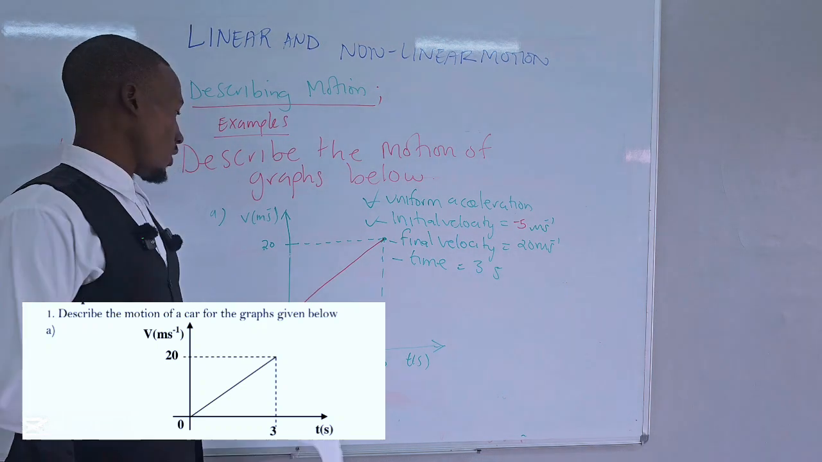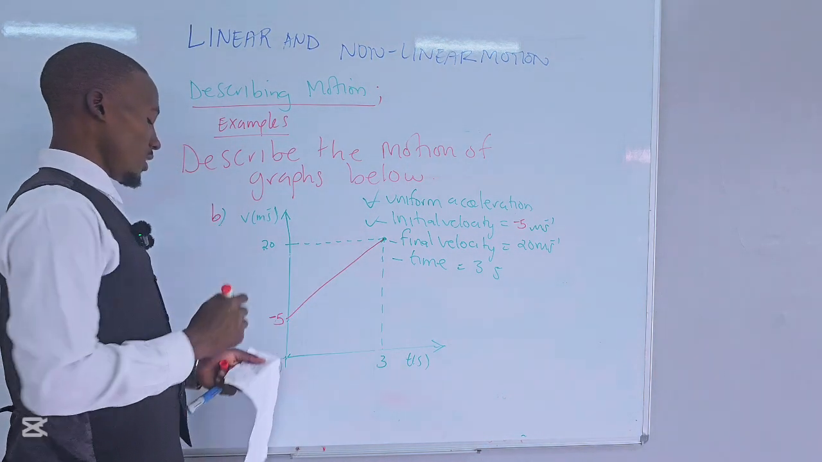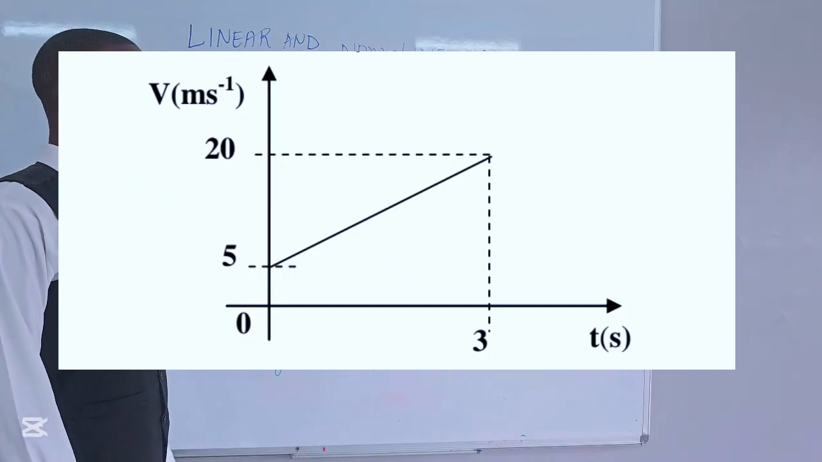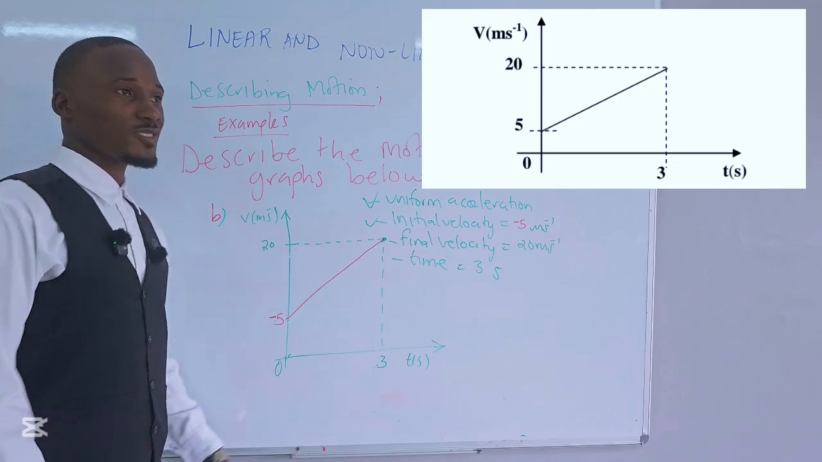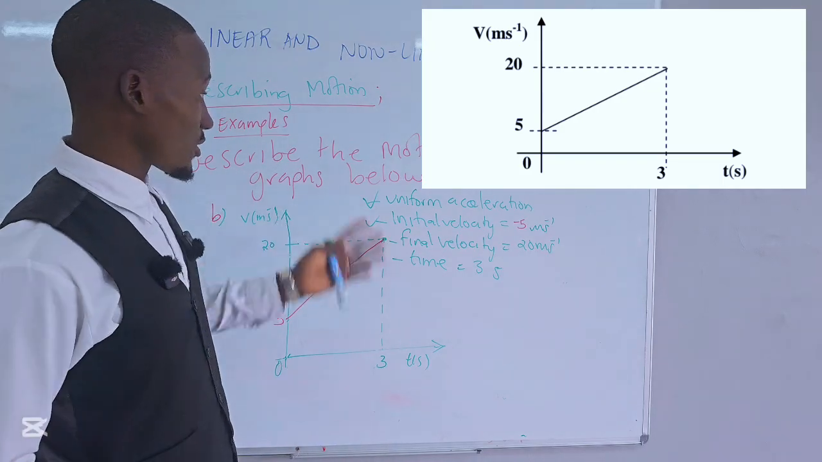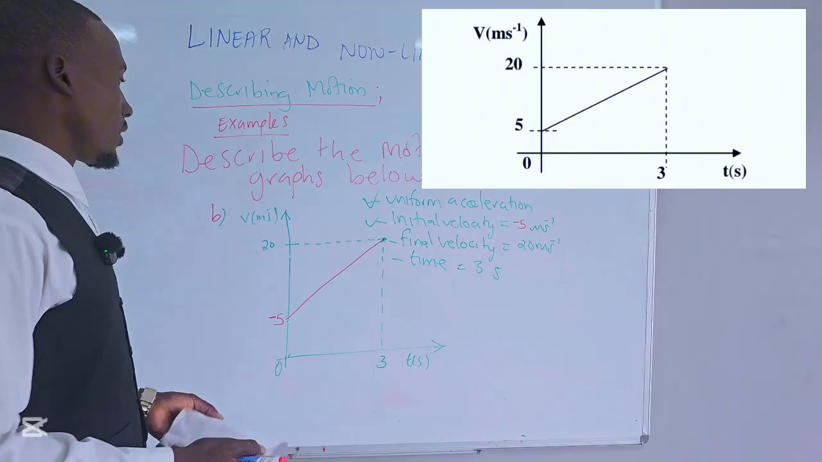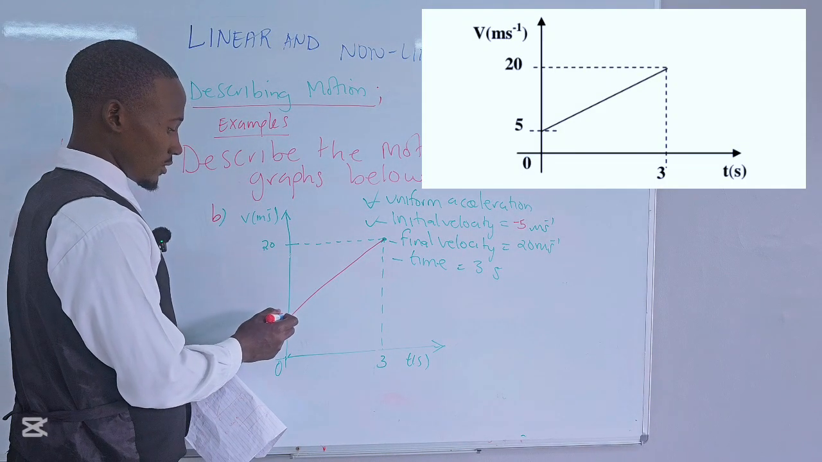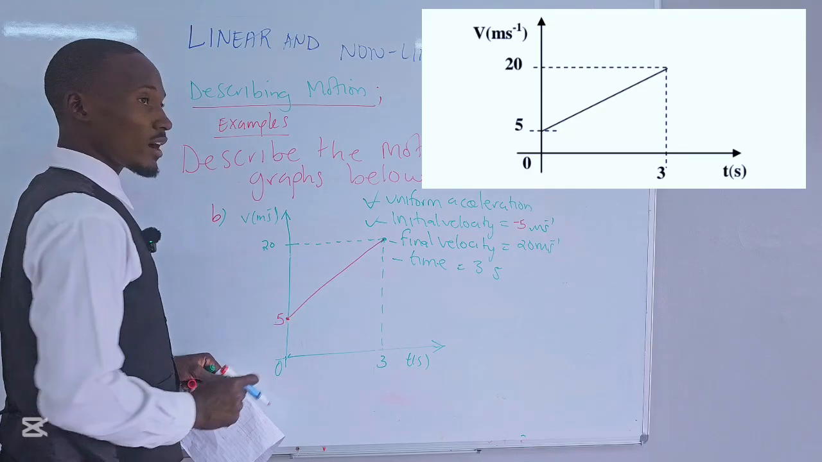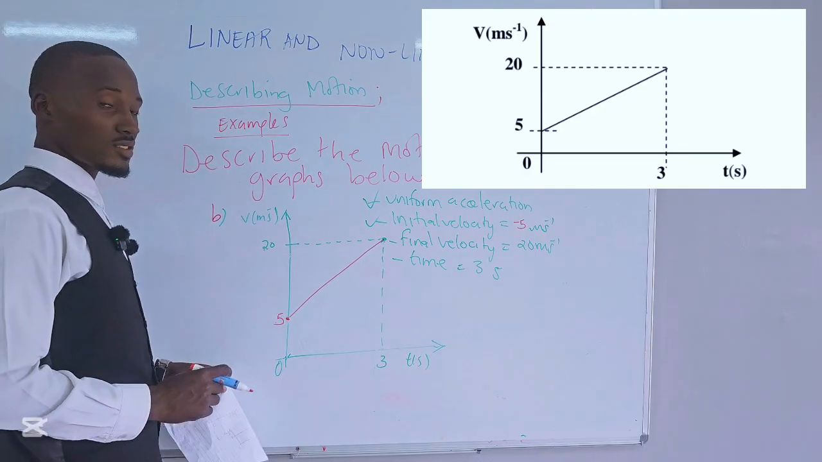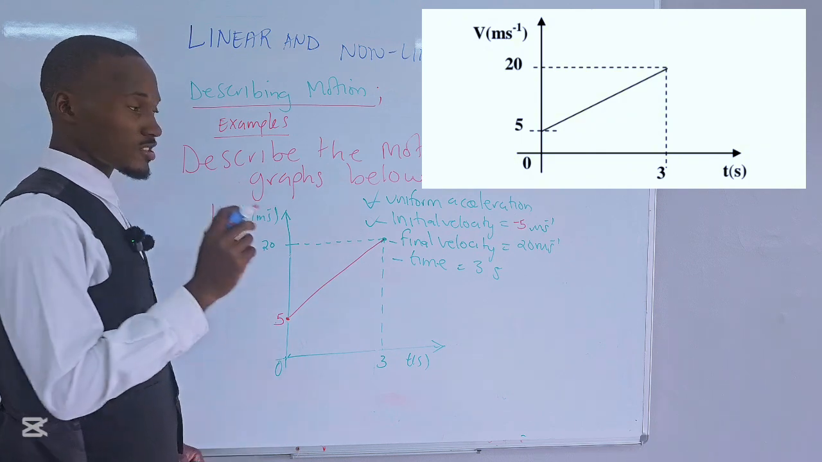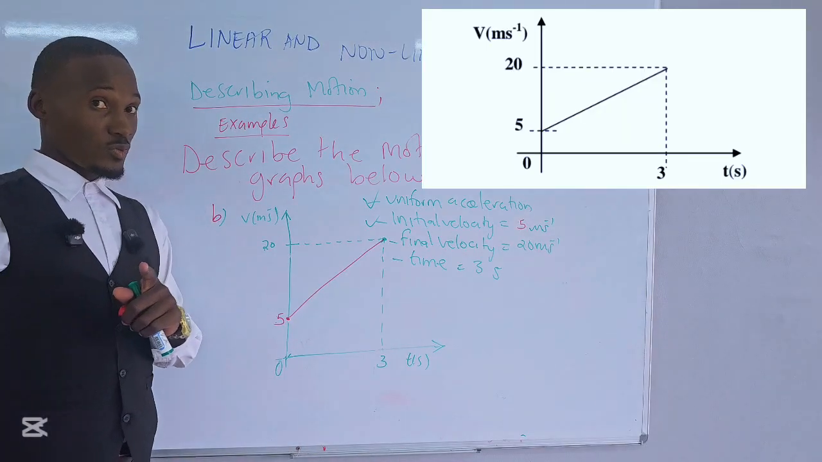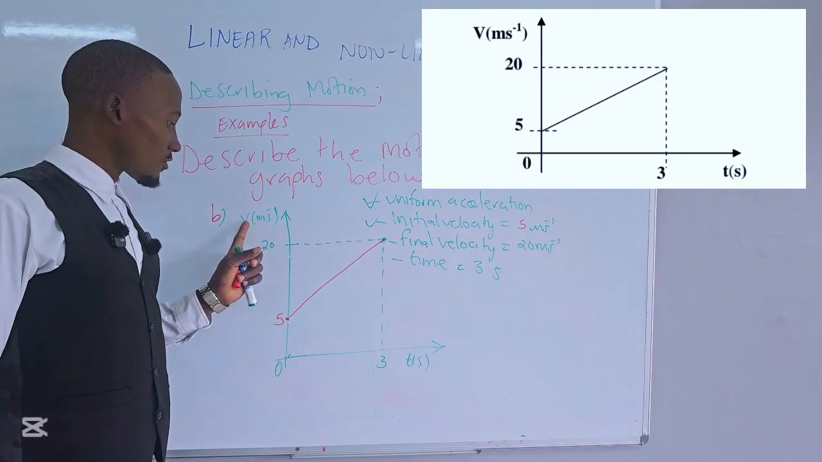So we are back on our example B. In this case, we also have a graph given below, and we are also required to describe the motion of these graphs. Don't get scared. We are going to explain the motion briefly. Now, you can see this time our motion is starting from a 5, so it means our initial velocity this time is 5 meters per second, so it is not a 0. But still, this is a velocity time graph.